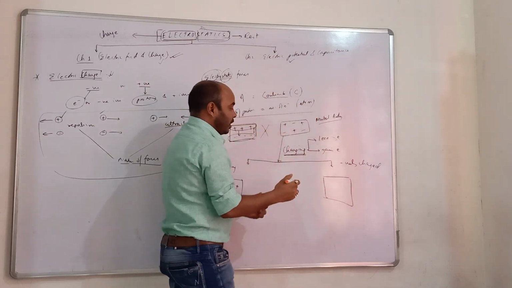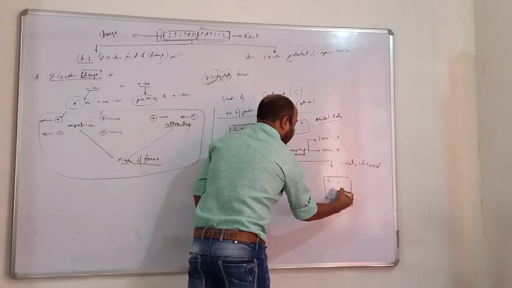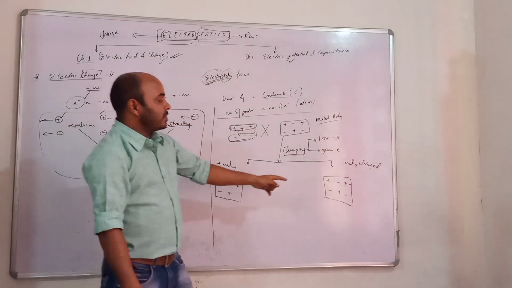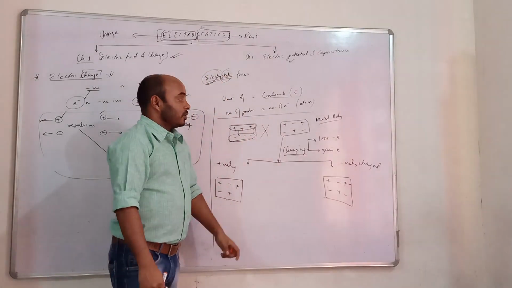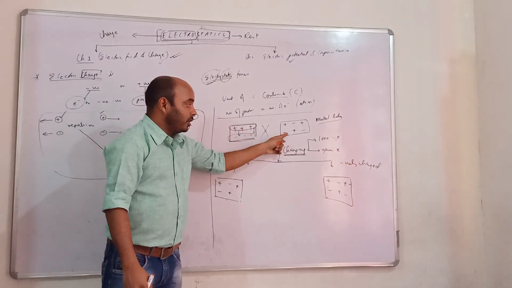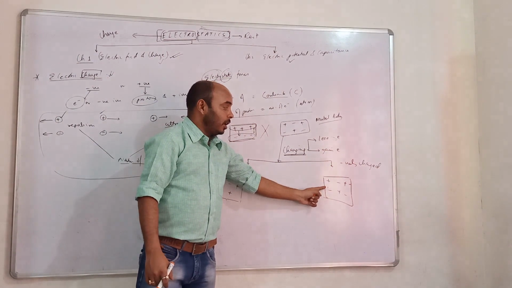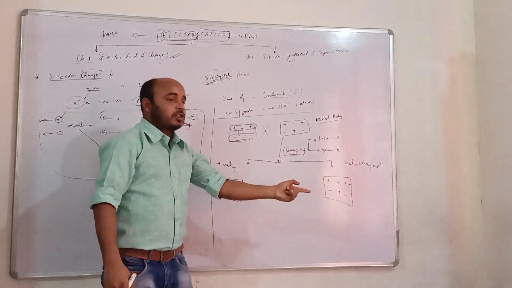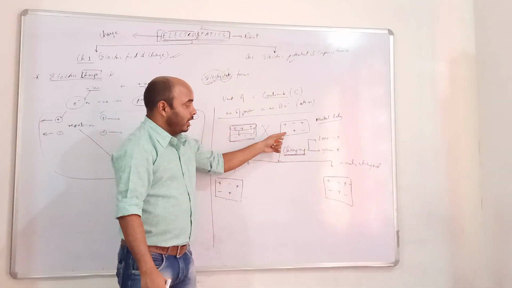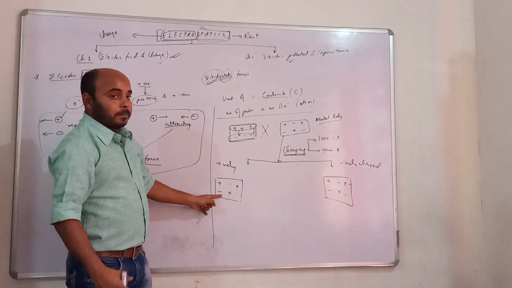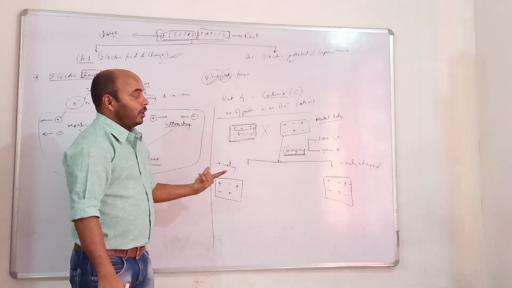If it accepts one electron, now what will happen? Plus, minus, minus, plus, plus, minus. It will have an extra electron, so it becomes a negatively charged body. So this process of a neutral body gaining an electron and becoming a negatively charged body is called charging. Whenever this neutral body loses an electron and becomes a positively charged body, this process is also called charging.